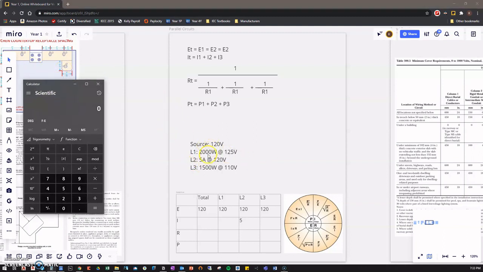So in this case, we know watts, we know volts. We're looking for ohms. We're going to say E squared divided by P. So we're going to do 125 squared divided by 2,000. That gives us 7.813.